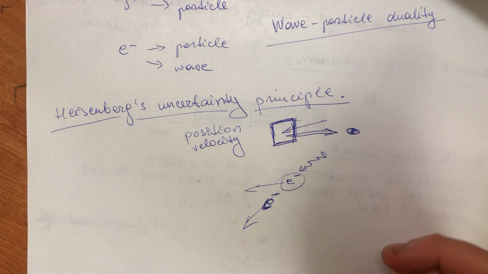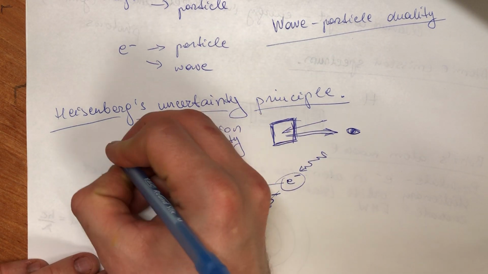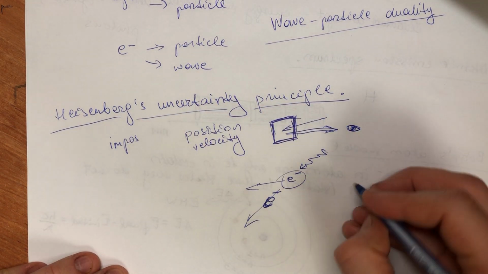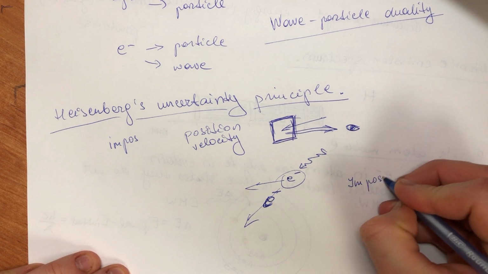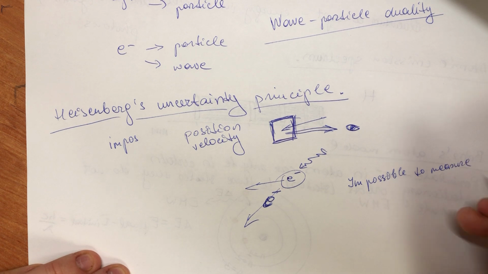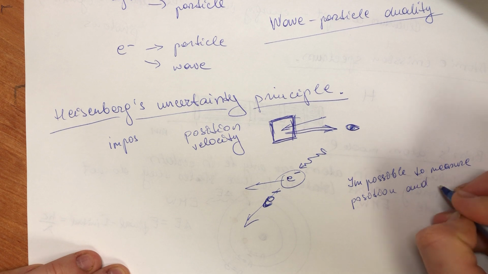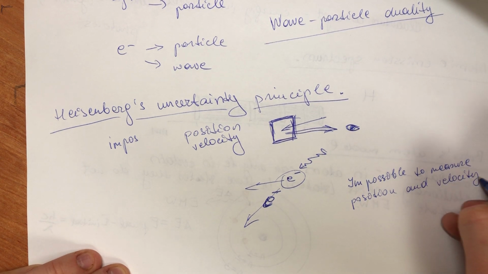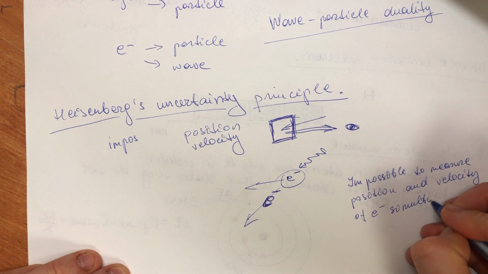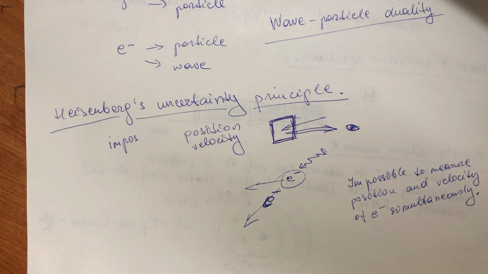So this is the uncertainty principle, that it is impossible to measure the position and velocity of electrons simultaneously. So this is Heisenberg's uncertainty principle.